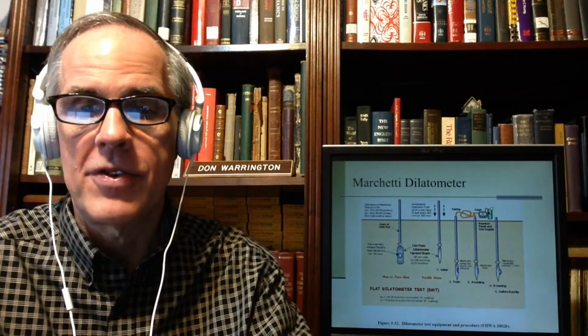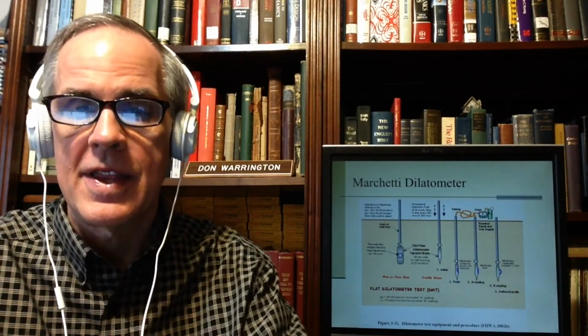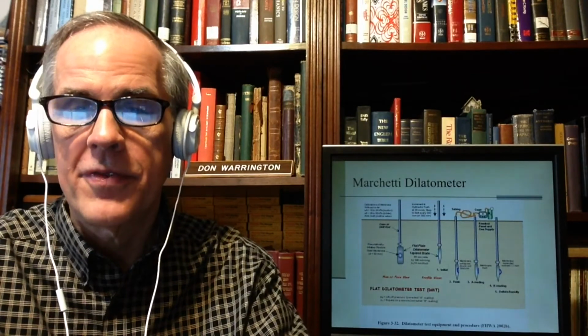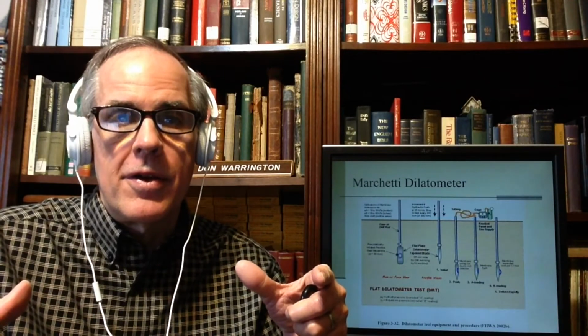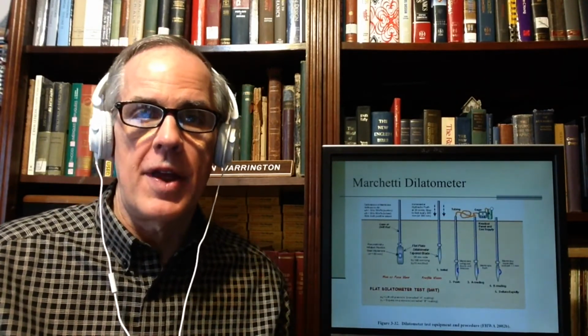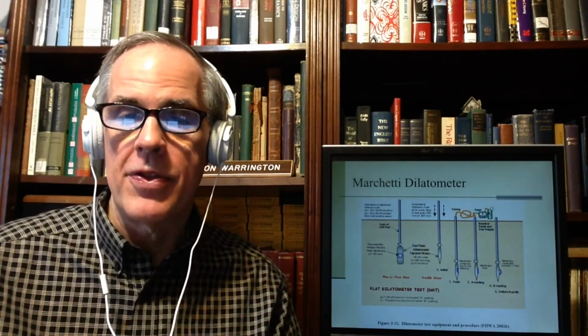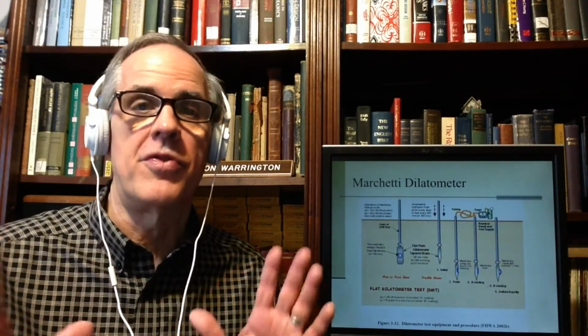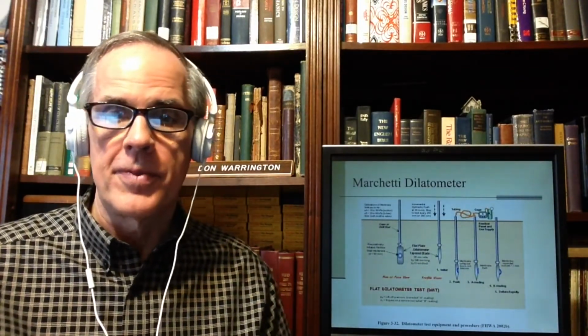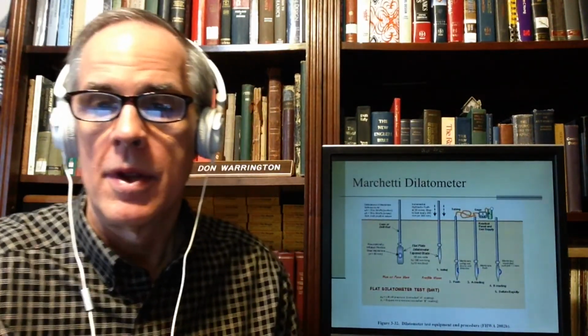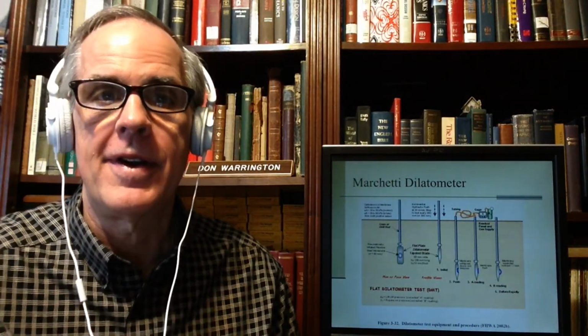The Italians were not to be outdone. They developed the Marchetti dilatometer, and it's very similar in principle, but the difference is that instead of blowing up a water balloon underground, you have a probe. Another thing about the dilatometer is you don't necessarily have to drill for a dilatometer test. You just shove it in the ground. That blade helps to facilitate pushing it down. It makes it easier to push down. It's kind of aerodynamic.